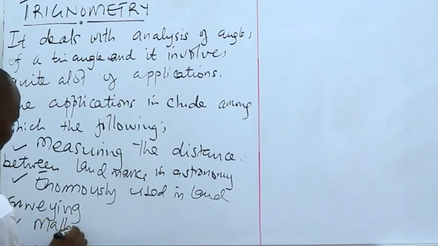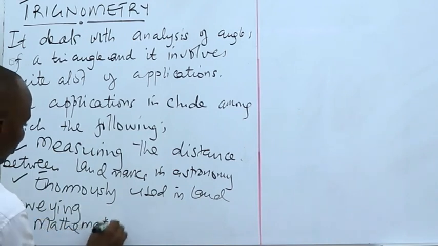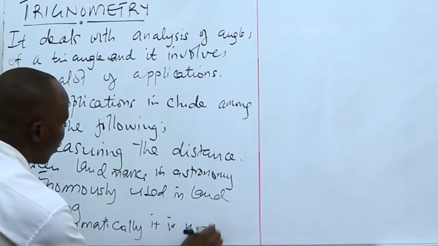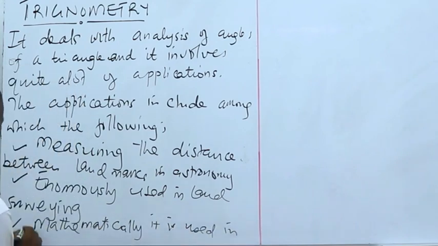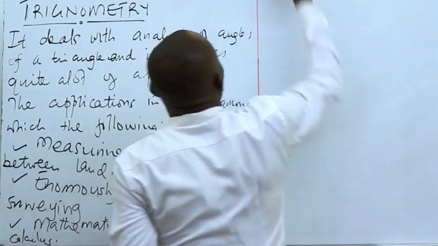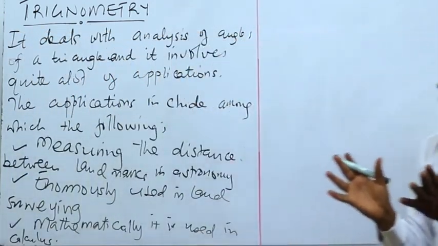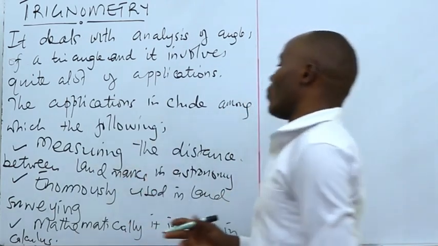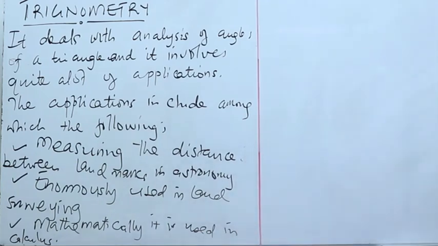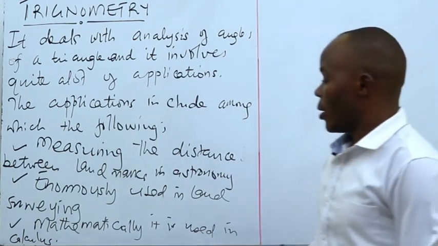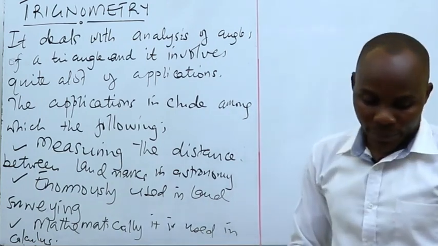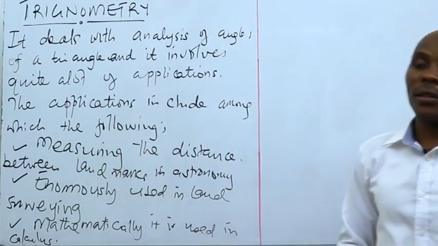Mathematically, it is used in calculus. Then, I've said we have quite a number of applications where we're going to apply this topic. I've talked of measuring distances between landmarks in astronomy. It is enormously used in land surveying. Those surveyors or land surveyors, they use this.